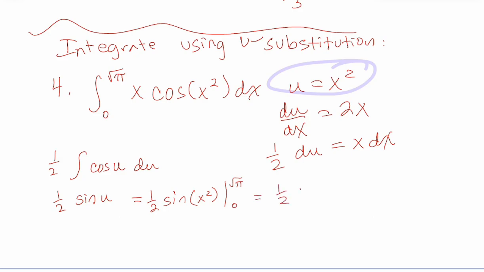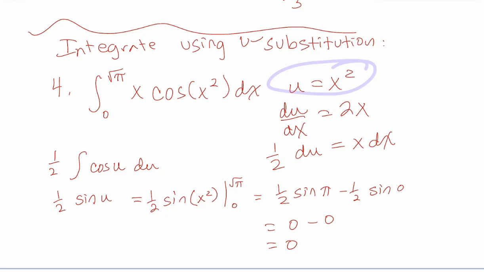That's 1/2 the sine of our upper bound. Well, if I square a square root of pi, I'm just going to be left with a pi, minus 1/2 when I plug in 0. Now you have to remember what's happening on the unit circle. What is the sine of pi? What is the sine of 0? The sine of pi and the sine of 0 are both 0. So this is 0 minus 0, or 0. Now that doesn't happen very often, but the areas must cancel each other out, I'm assuming.